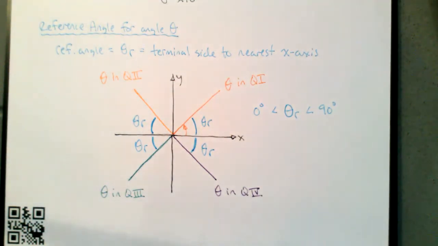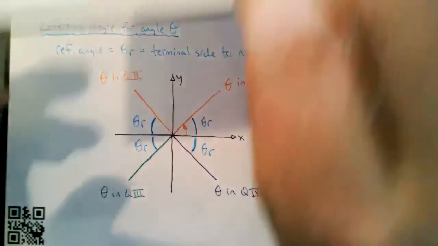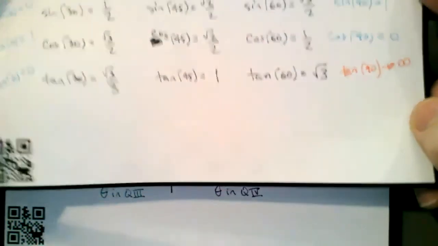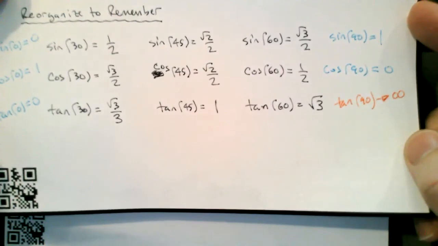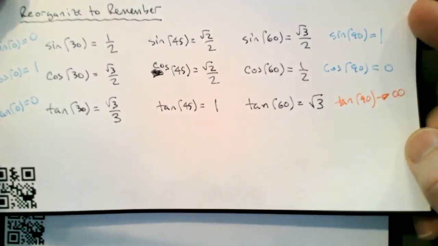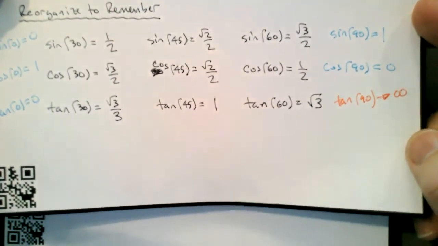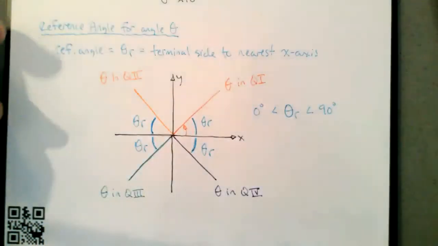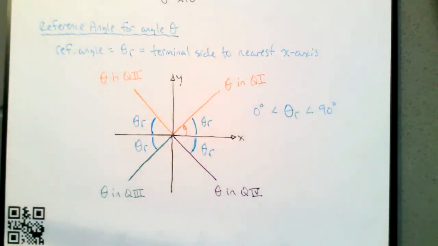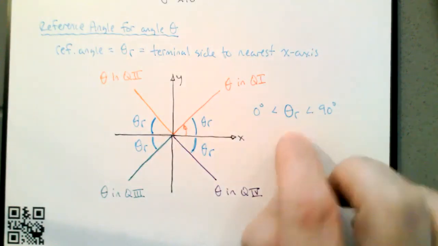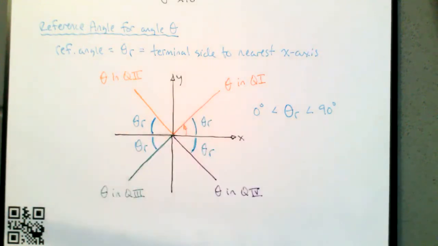And now we're starting to put together why I care so much about the values of sine, cosine, and tangent for these common angles between 0 and 90. We really need to know what's going on for angles between 0 and 90. And the reference angles are going to help us deal with all these other angles.